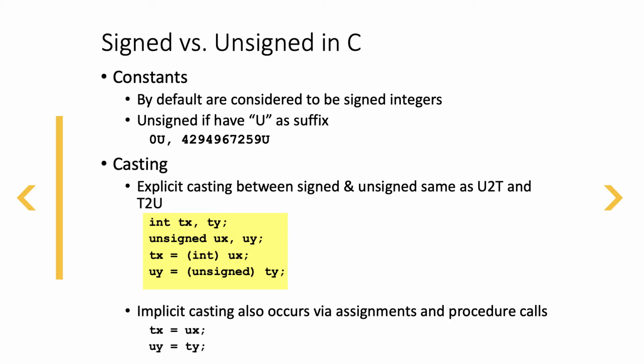That's pretty straightforward. But we also have implicit casting. Now that occurs in assignments and procedure calls. But here's a question, which way does it go? If I assign an unsigned value to a signed variable, or a signed value to an unsigned variable, which way does casting go? How does that happen? So let's take a look at that in the next slide and make sure that we don't get too surprised by how this works.